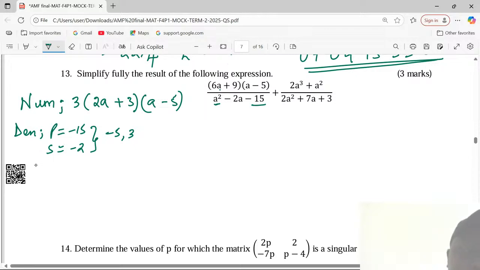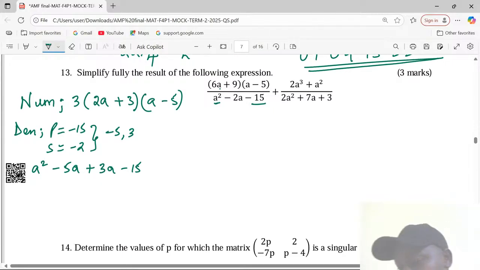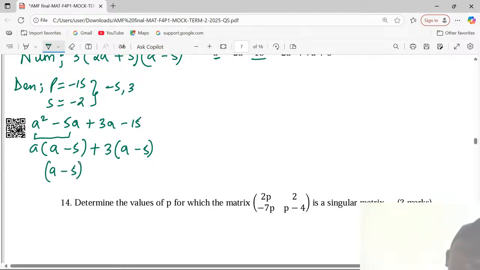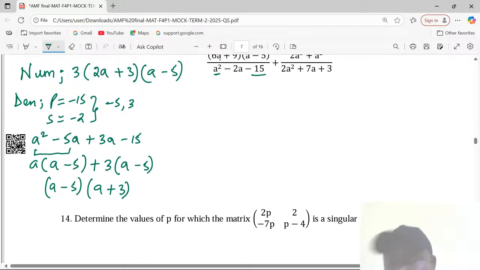Therefore, now we replace negative 2a with negative 5a and positive 3a. So we rewrite the denominator as a squared minus 5a plus 3a, then minus 15. And we factorize now. From the first two, ladies and gentlemen, a is common, so we remain with a minus 5. Plus 3 is common in the last two, so a minus 5 inside the brackets, and outside the brackets we have a plus 3.